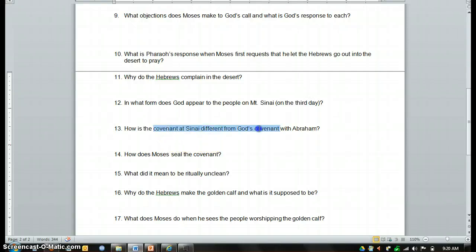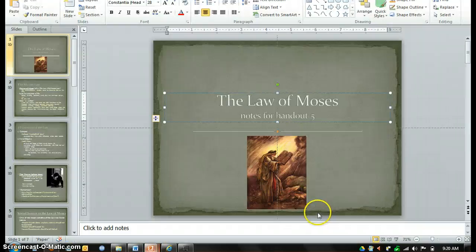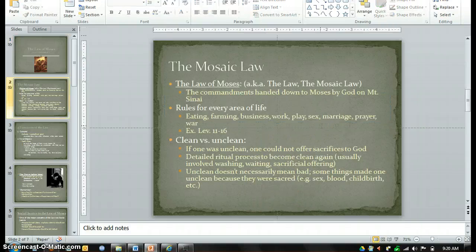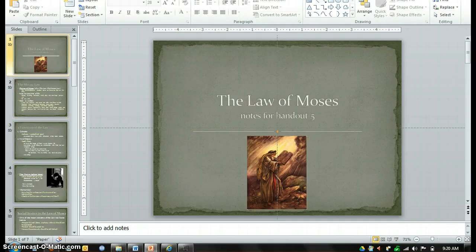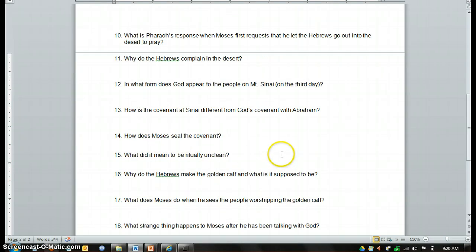How is the Sinai covenant different from God's covenant with Abraham? The law of Moses. This is number 5. The Hebrews, as part of the covenant here at Sinai, are expected to follow the law. That is their obligation. That's their part of the covenant. How does Moses seal the covenant? He sprinkles the people with the blood of a bull that they sacrificed.